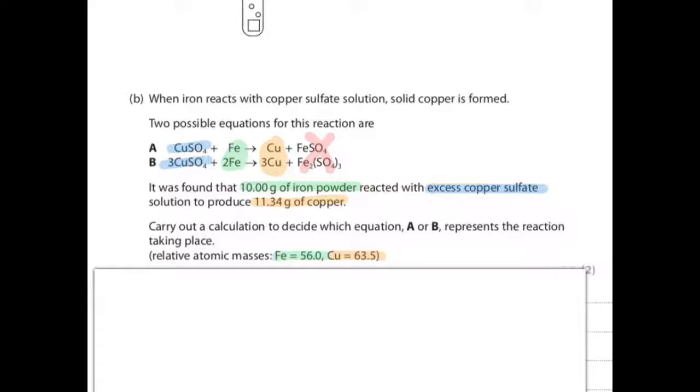Firstly, this is in excess, so we don't have to worry too much about that, as we've got an unlimited amount of it. We don't need to worry about iron sulfate because that isn't the desired product. We're not interested in that. All we really need to concentrate on are these. The one which is not a useful product we ignore, and the one which is in excess, because it says excess copper sulfate, we can ignore. So carry out a calculation to decide which one of these is true for these figures. It becomes a lot simpler when you're just looking at these.